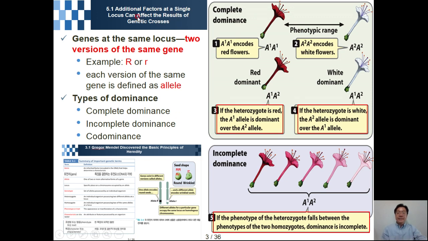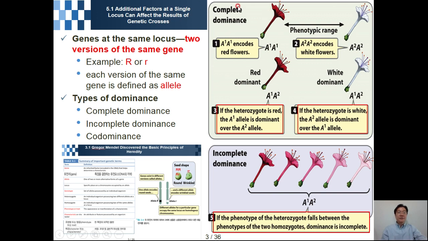Previously, we only learned that at a single locus there is no additional factor affecting it, but now we will see another additional factor at a single locus, which is the type of dominance. There are three subtypes. One is complete dominance, which we already learned in chapter 3. Now we will learn incomplete dominance, and also codominance.